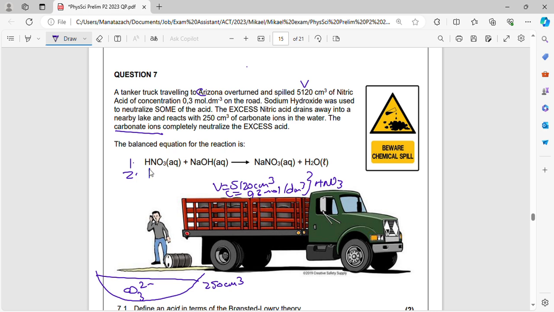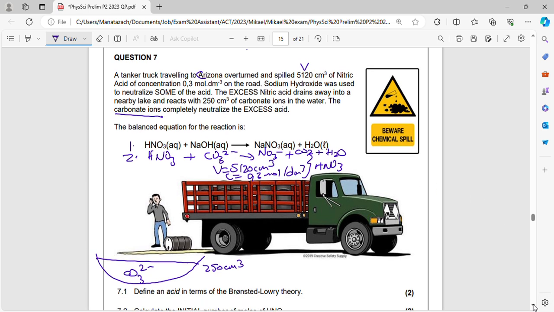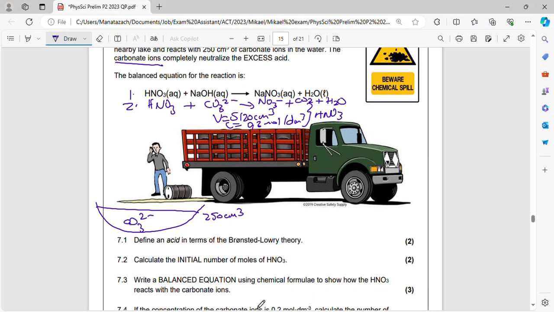Then number 2, the excess nitric acid will react with the carbonate ions. When that reaction happens, it will always give the nitrate ions plus carbon dioxide plus water. That's going to be our product after the second step reaction. So now let's get to the first question.